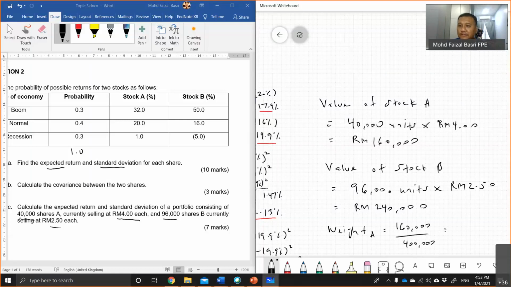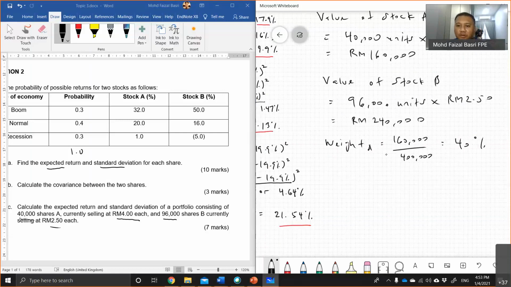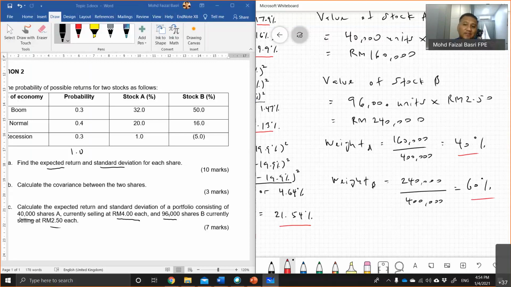So it's 40%. 40% here, and for the weight of stock B, it will be 240,000 divided by again the total value, which is 400,000, so this will be 60%. Okay, 60%. And these would be the weights. You need to show this calculation, how you get this information. For this question, yes, you have to find the values yourself.